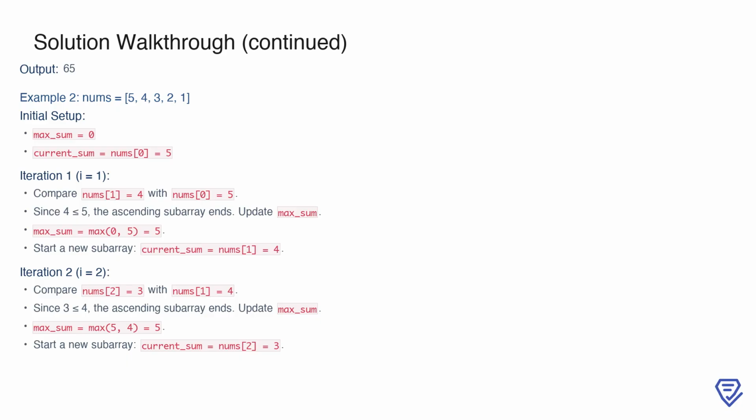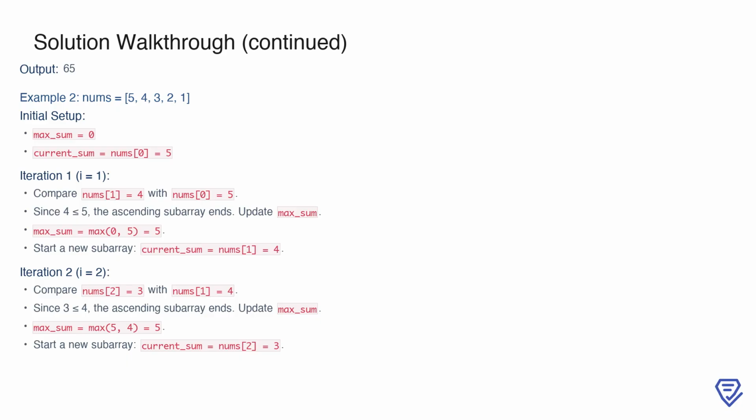Now, let's move on to the second example where the input array is nums equals 5, 4, 3, 2, 1. We initialize max_sum to 0 and current_sum to the first element, which is 5. In the first iteration, we compare nums[1], which is 4, with nums[0], which is 5. Since 4 is less than or equal to 5, the ascending subarray ends. We update max_sum by taking the maximum of max_sum, which is 0, and current_sum, which is 5. This updates max_sum to 5.